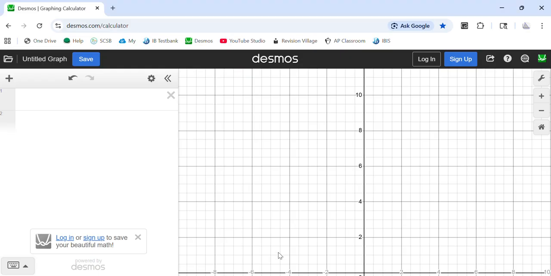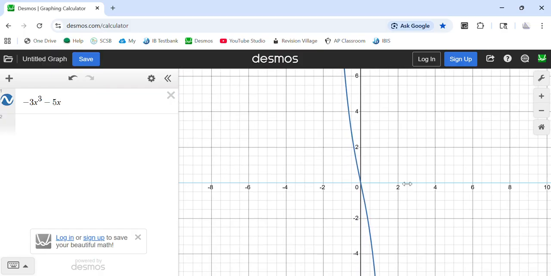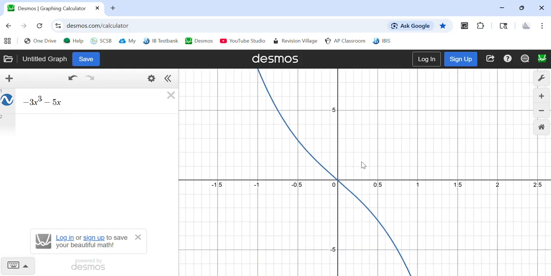Come on, Desmos. We got negative 5x, where'd it go? No, negative 3x to the third. By the way, I used the caret symbol, shift 6 got me that exponent up there. And then I had to hit over to get out of the exponent position, minus 5x. And let's see, that doesn't really look good, so we'll stretch it out to really highlight what's happening.